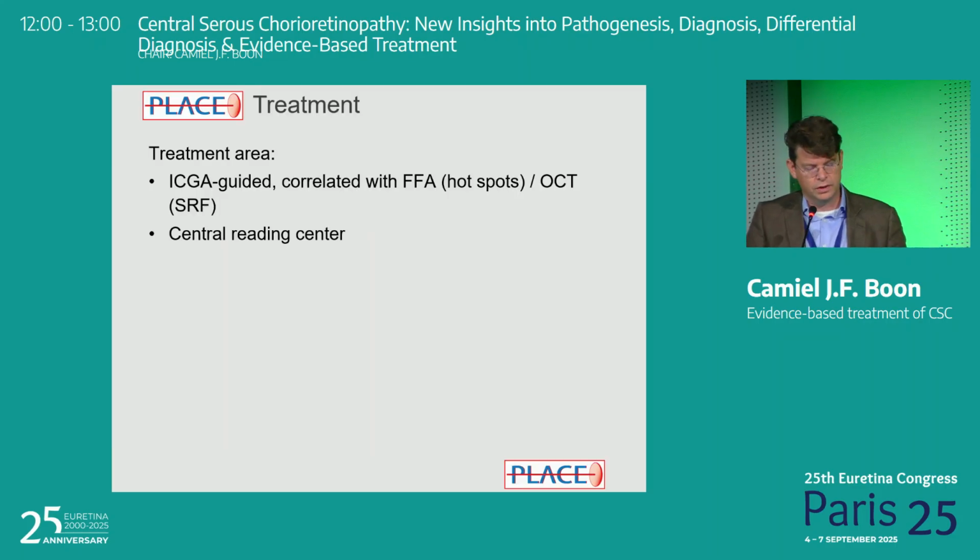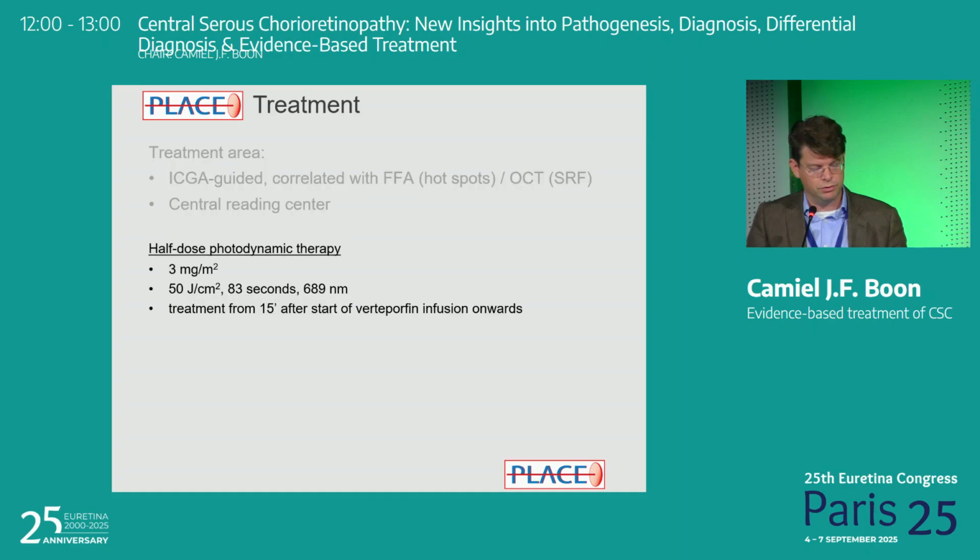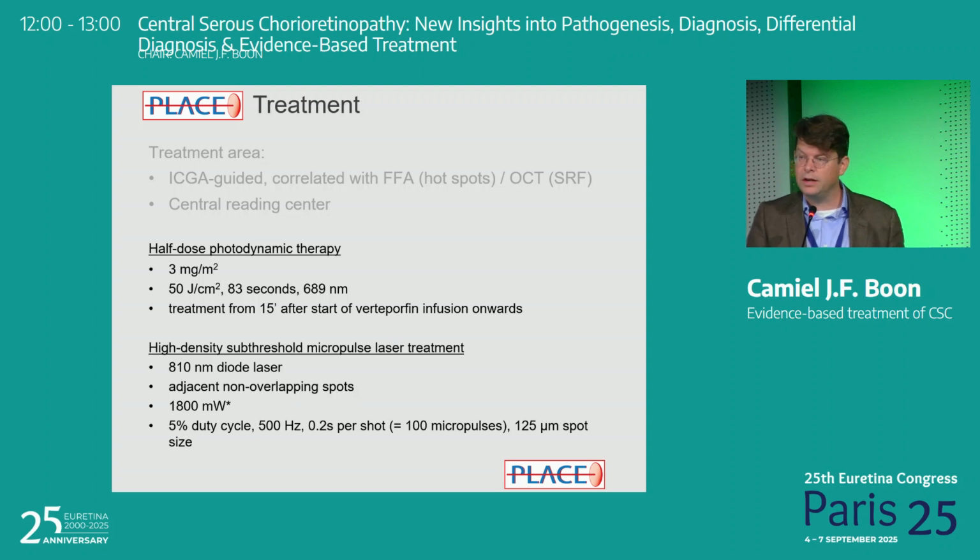by also including the FFA hotspots and also the subretinal fluid areas on OCT. And we use standard half-dose PDT settings listed here. And back then, 810 nanometer micropulse laser was the gold standard, if you can speak of a gold standard back then. And we used that. It was an infrared micropulse laser with 1800 milliwatt, so relatively high power, because we did not want to undertreat. And it was a sub-threshold treatment, so no visible burn, of course, because otherwise you're in big trouble.